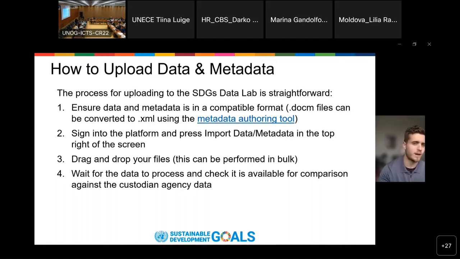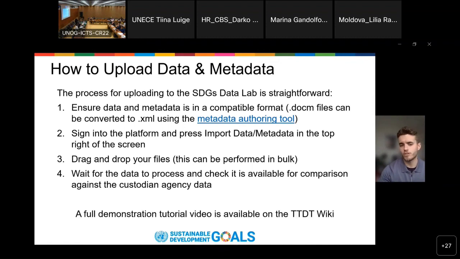We plan on running a pilot at the moment, and more of the difficulty emerges in trying to get your data into the right standards, checking it for errors, making sure that it's compatible. The actual upload of data and metadata is really simple. And as I say, a full demonstration tutorial is available on the Task Team on Data Transmission wiki.